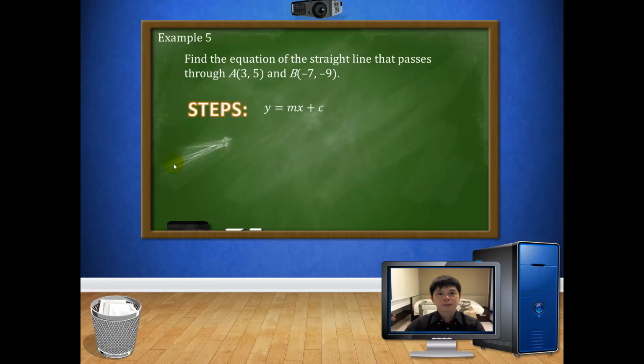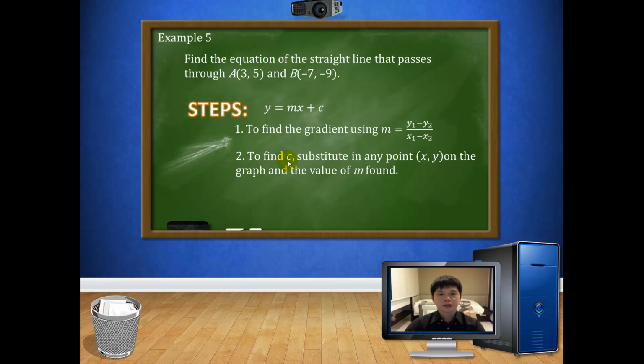It can be any pair of x and y values as long as they lie on the straight line. Now let's look at the example. Find the equation of the straight line that passes through points A and B. We shall now look at the steps for solving this type of question. First, we'll write down the gradient-intercept form of the straight line. Next, we will find the gradient using the formula m equals y1 minus y2 over x1 minus x2.